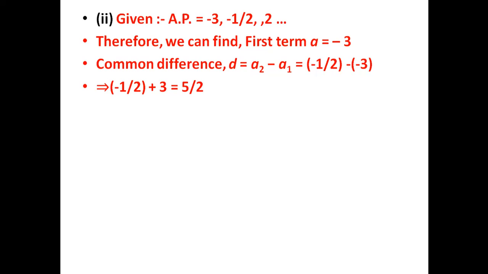Next one, the AP is minus 3, minus 1 by 2, 2. From the AP we find a equal to minus 3. The first term is minus 3. Then the common difference, a2 minus a1. So minus 1 by 2 minus of minus 3, minus into minus will be plus. So minus 1 by 2 plus 3 it will be.